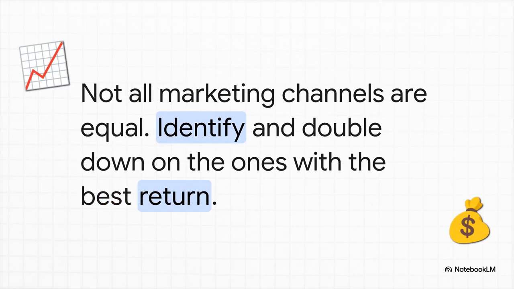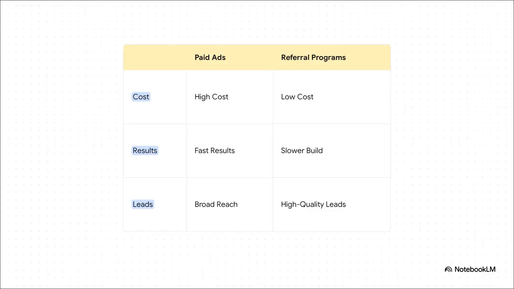And number 3, you have to be absolutely ruthless about where your marketing budget goes. You need to figure out which channels give you the best return on your investment and then double down on those. I mean, just look at the trade-offs. Sure, paid ads get you fast results and a really broad reach, but man, are they expensive. A referral program, on the other hand, yeah, it's a bit slower to build up steam, but it brings in super high-quality leads for a tiny fraction of the cost.